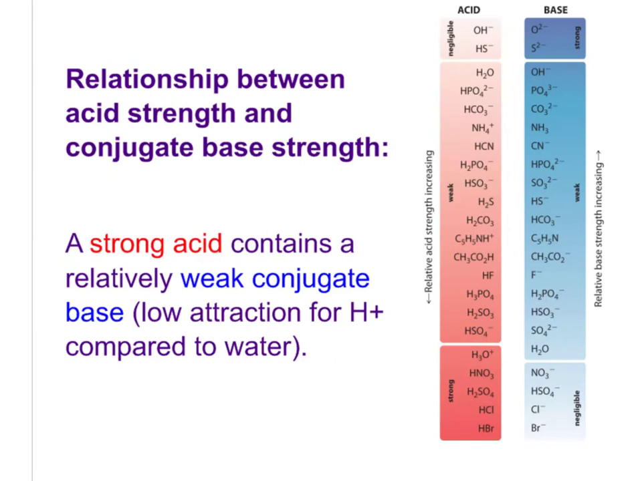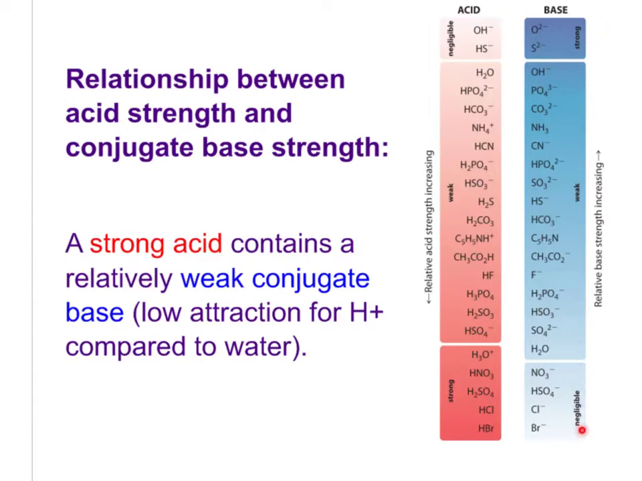Let's look at the relationship between acid strength and conjugate base strength. Here is a little diagram showing acids and bases. If we look at the acids, we have strong acids down here at the bottom, really, really strong, and they get weaker as we go up. Bases are the opposite. We're starting up here with the strong bases, and we're getting weaker as we go down.